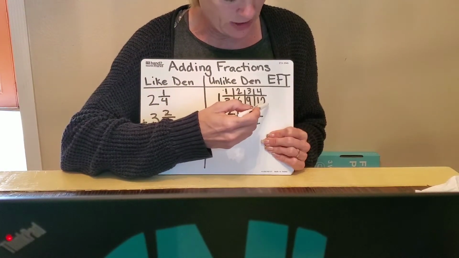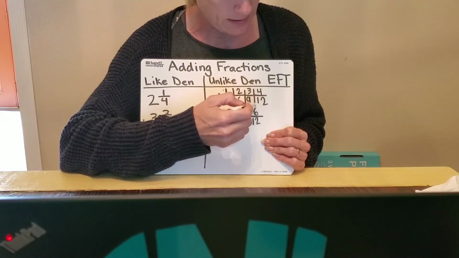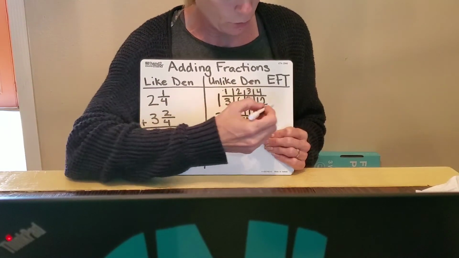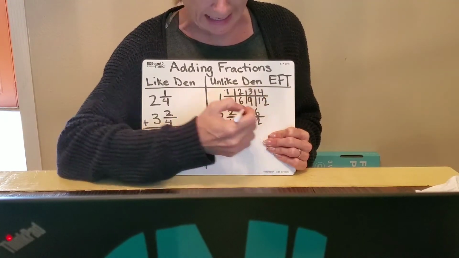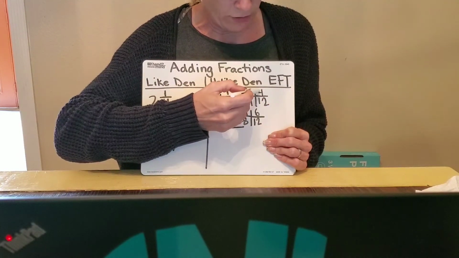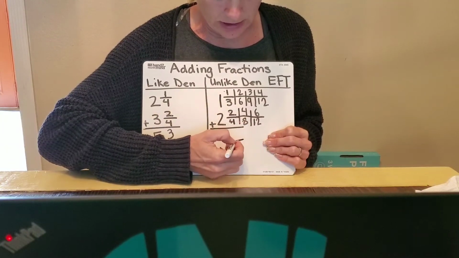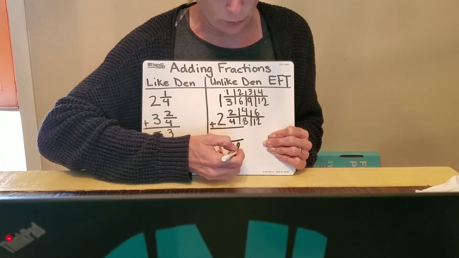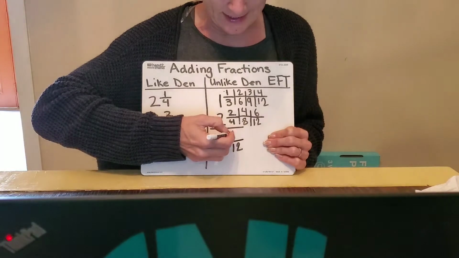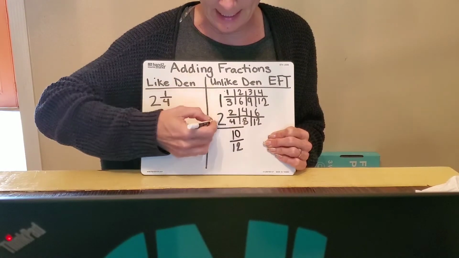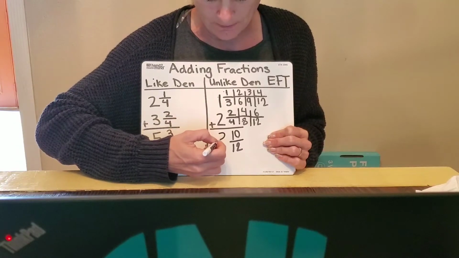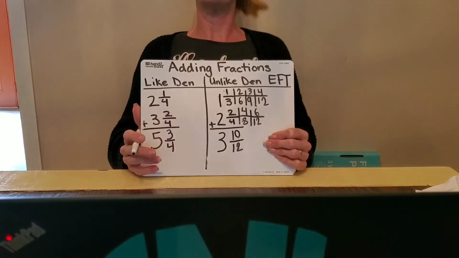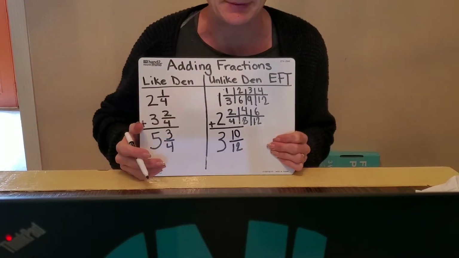Now that we have the same denominators, we can rewrite the problem, or you can just add from here. So we know that the new denominator, which is the same, is going to be 12. 4 plus 6 is 10. And then you add the whole numbers. 1 plus 2 is 3.